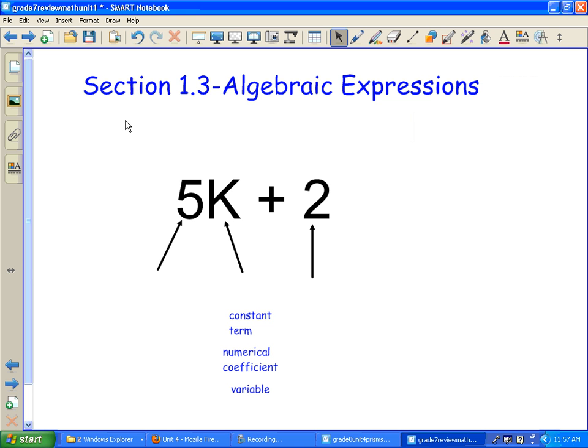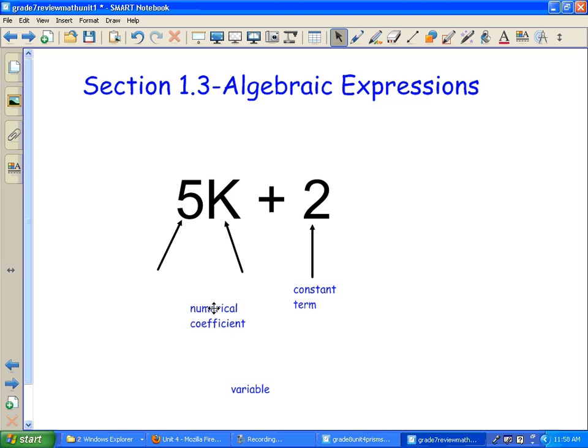Section 1.3 deals with algebraic expressions. There are a few things to know when you see an expression written like this. There is a name for certain terms here. For example, the constant term is a term that never changes, like plus 2. There's nothing that goes in front of it. It's always going to be plus 2.